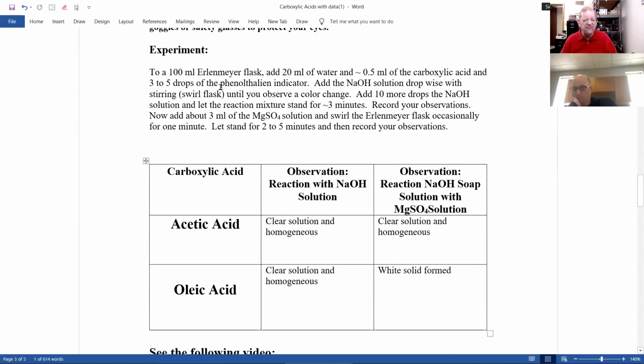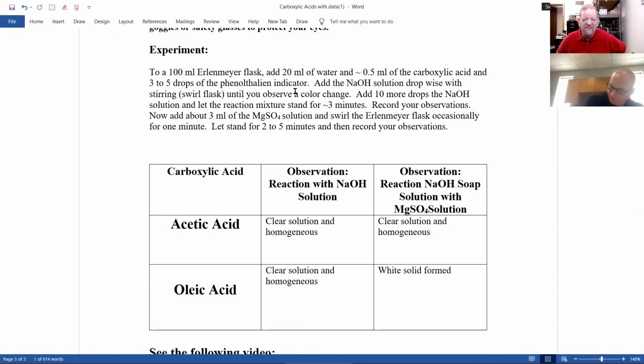And what you'll do is in an Erlenmeyer, I don't know if you all know what an Erlenmeyer flask is. It's a flask designed by the chemist Erlenmeyer to mix things nicely. It works well. And you add some water, add a small amount of the carboxylate anion, then phenolphthalein, which is the pH indicator. You add enough sodium hydroxide till it changes color. It goes from clear to pink, no, pink to clear. I take it back, clear to pink.